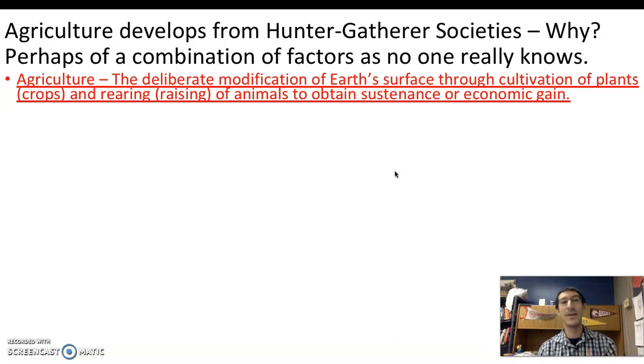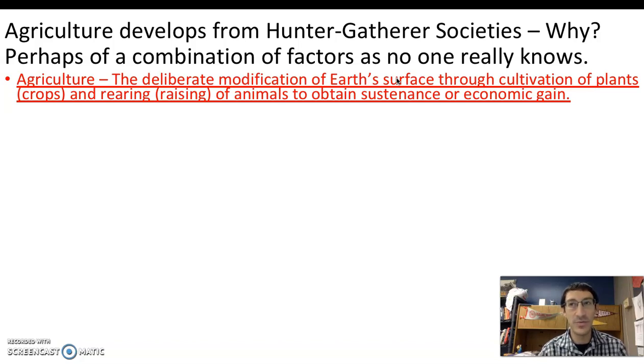And so when we talk about agriculture itself, so again, the growing of crops, raising of animals, it's the deliberate modification of the Earth's surface through these means in order for us to essentially live. That's sustenance, so being able to sustain ourselves, or economic gain, buying and selling of other goods or products.